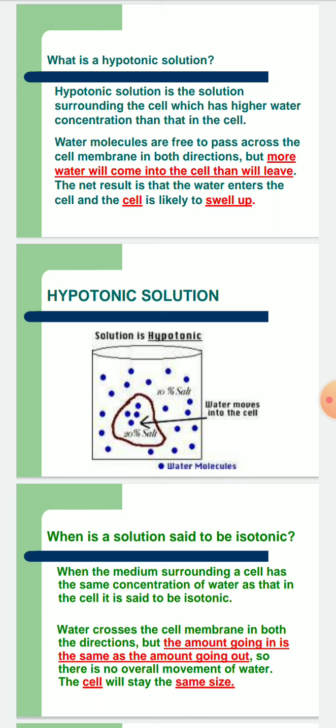Suppose a cell is dipped in a solution which has more concentration of water, then it is known as a hypotonic solution. It is a solution surrounding the cell which has a higher water concentration than that of the cell. What happens then is, water molecules are free to pass across the cell membrane in both directions, but more water will come into the cell than will leave, from a higher concentration to a lower concentration.